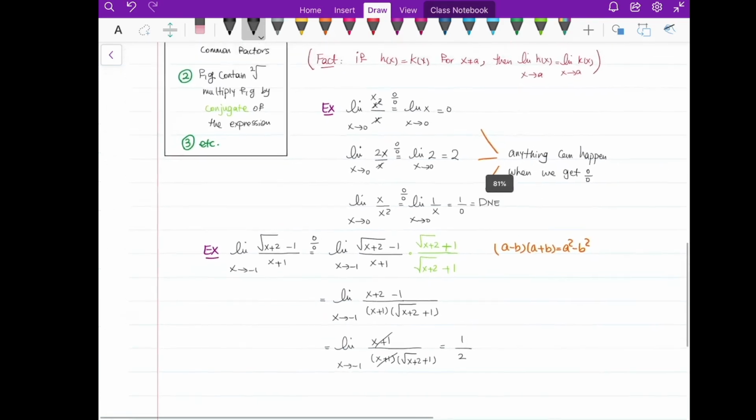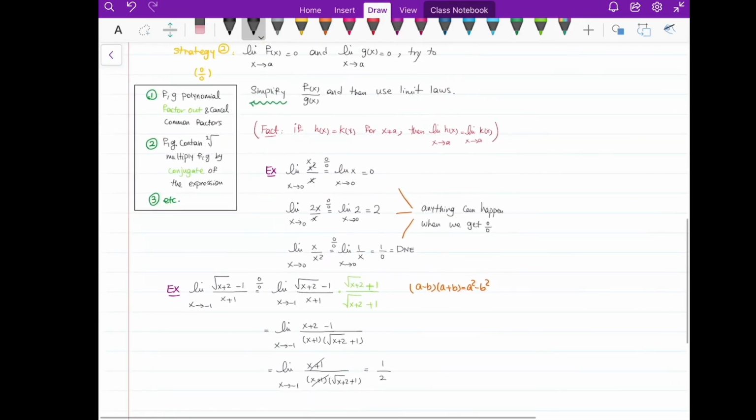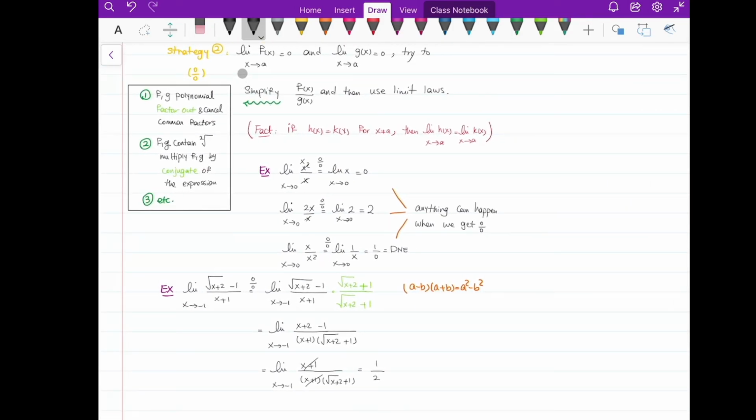Okay, so this is the second strategy that we need to use. Basically, when we get 0 over 0, we need to simplify that by factoring it out or by multiplying by the conjugate. The third strategy would be using the Squeeze theorem, which I'm gonna explain in the next video.